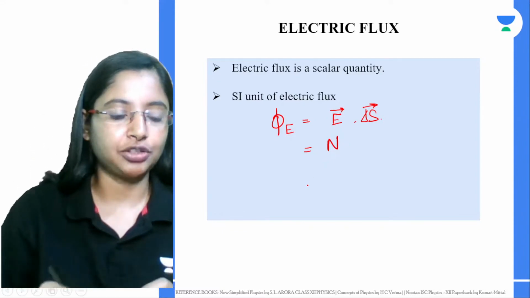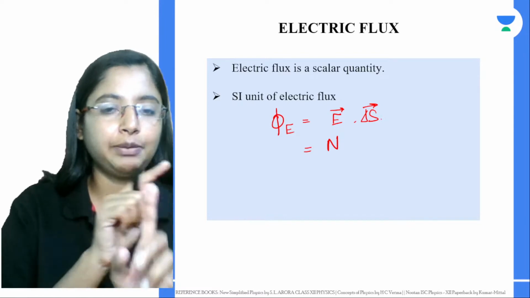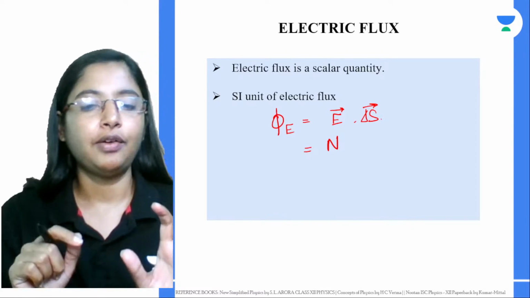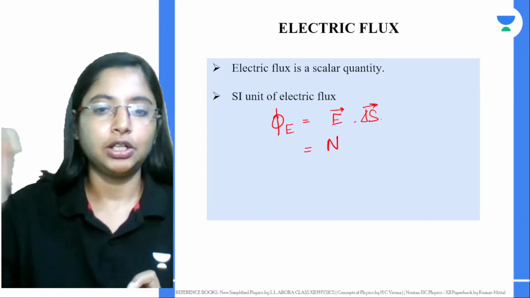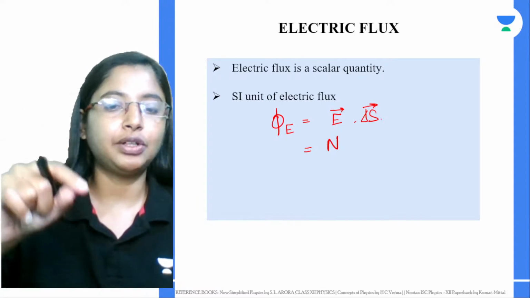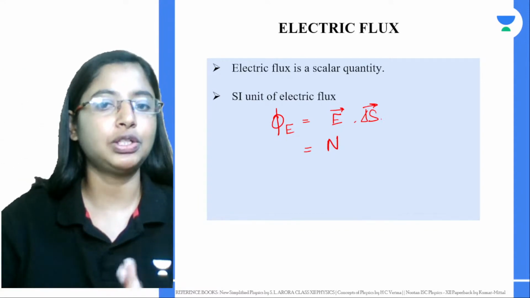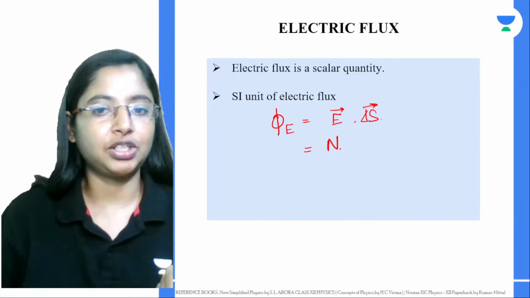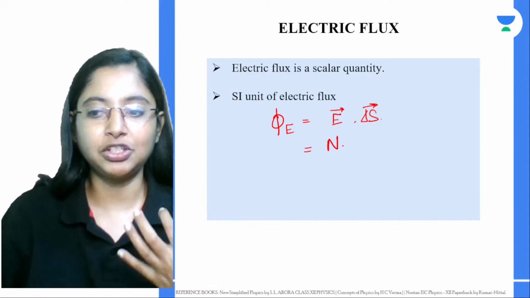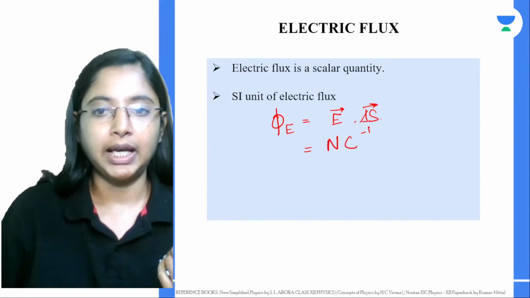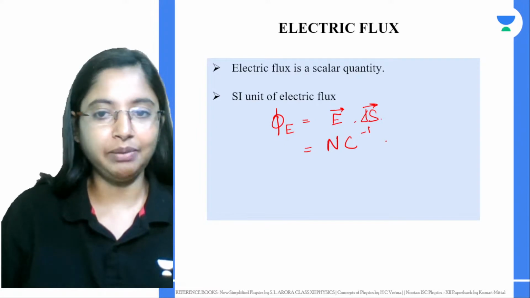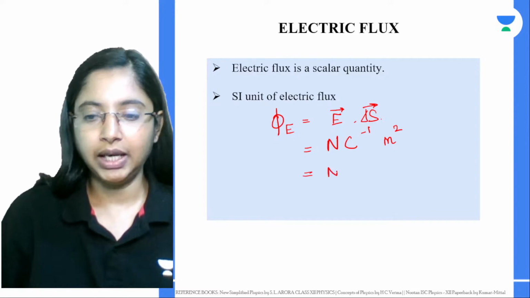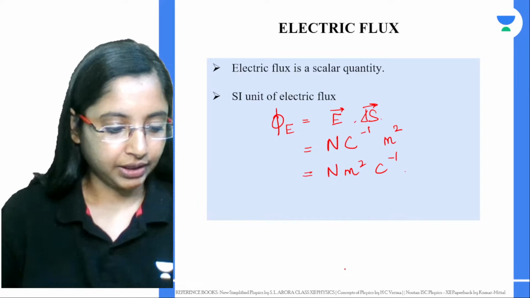If you keep a test charge in the presence of a source charge, with an electric field around it, the force experienced by this test charge due to the source charge gives you the electric field of the source charge. So electric field is force per charge. Force is Newton, per charge is Coulomb, so Newton per Coulomb, N C inverse. And area we give by meter square. So the SI unit of electric flux will be N m square C inverse. That's the SI unit of electric flux.